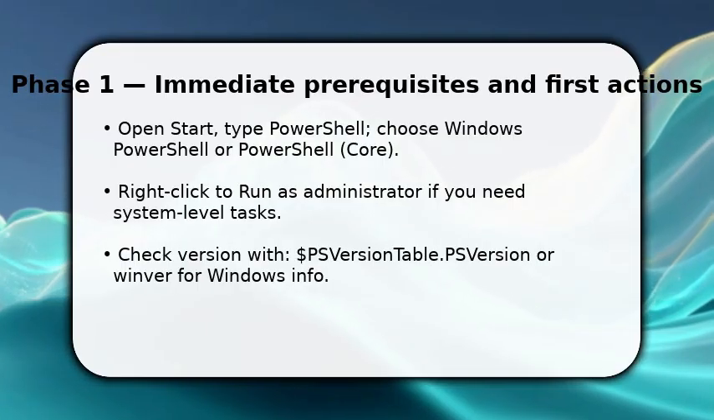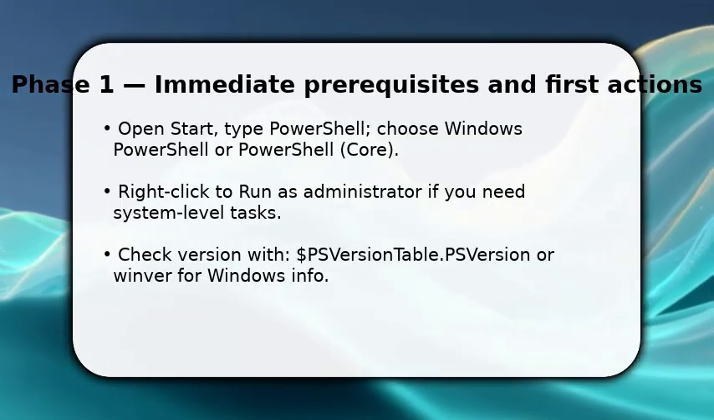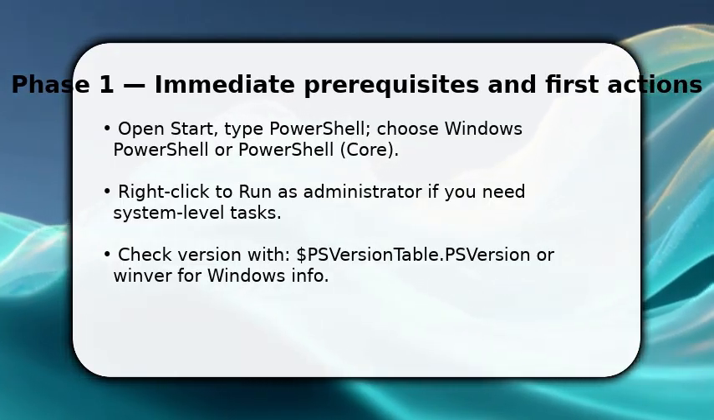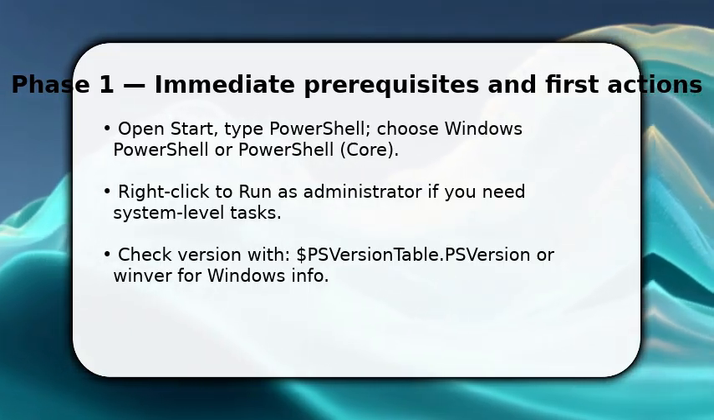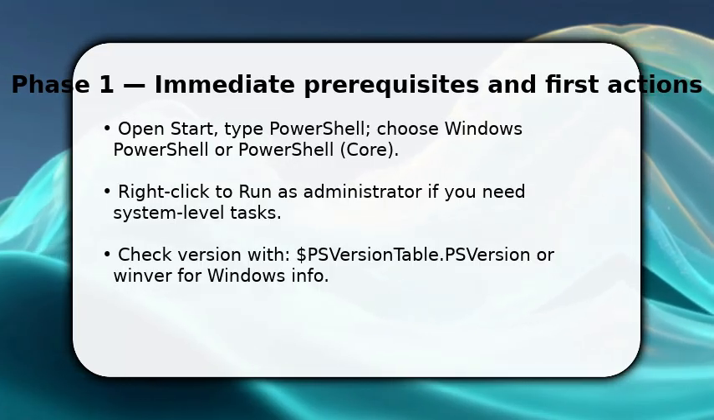You begin by launching PowerShell. Do it now. Open Start, type PowerShell and press Enter. If you plan to change system settings, right-click and Run as administrator. That elevates permissions and prevents access errors.